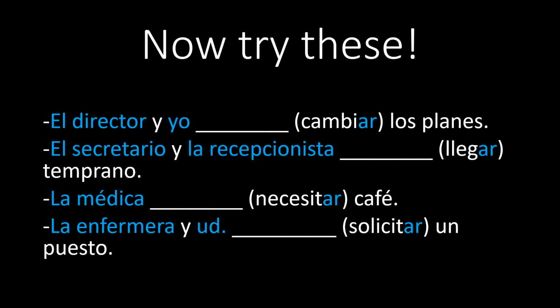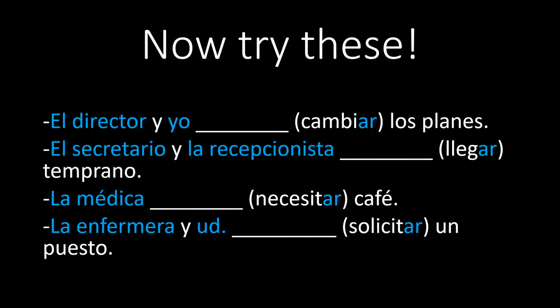Sometimes you don't have just a simple subject pronoun like yo, usted, él, ella, etc. So in these examples, we don't have a simple pronoun, we have groups or we have nouns that take the place of those pronouns. Let's take a look at the very first one. El director y yo. Then you're supposed to put in the verb form. And then finally, los planes, which means the plans.